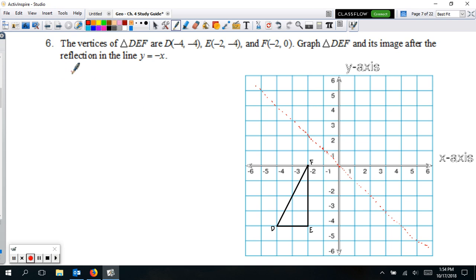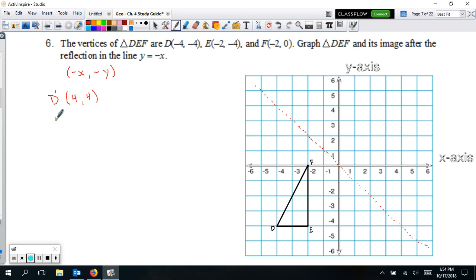So the best way to do this one is to remember the rule for it, which on this one is going to be changing them both to their opposites. So we have negative x, negative y. So when I do that, let's go ahead and try this. Let's start with D. So for D prime, just both of them to their opposites. Now it's going to be 4, 4. So 4, 4. And if we flip 4, 4 over, we can plot that point over there.